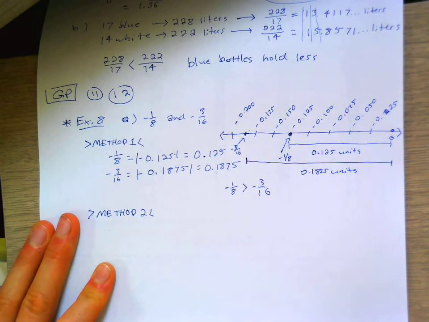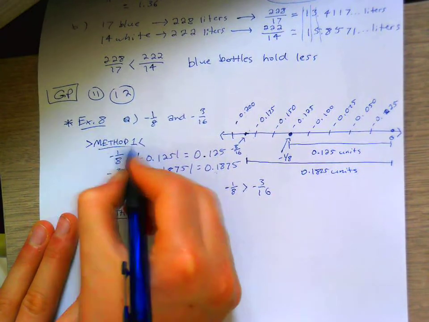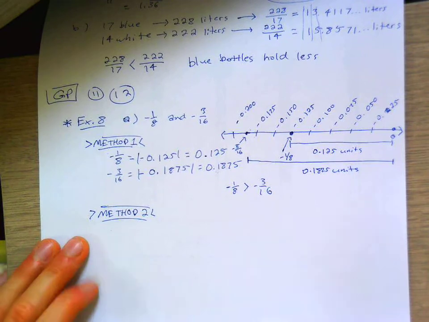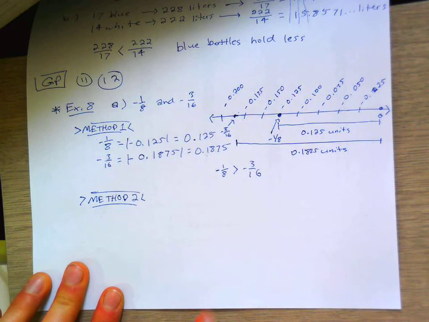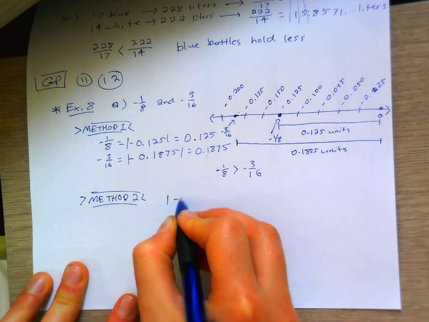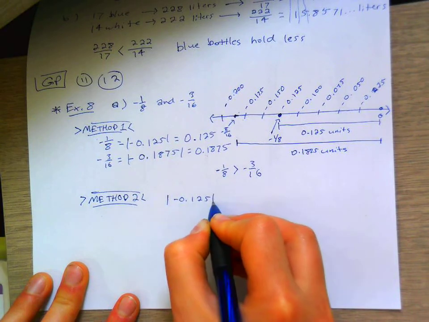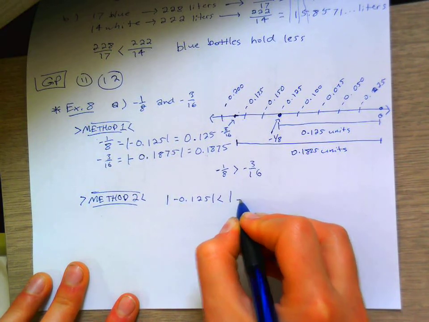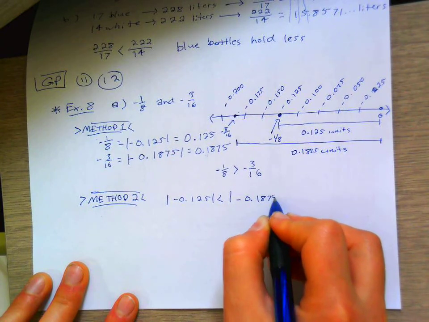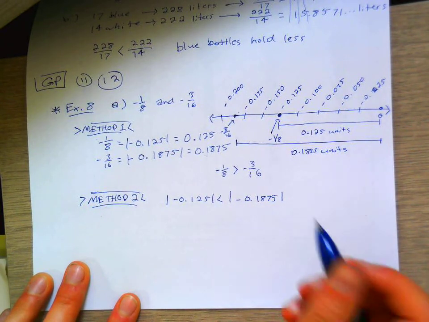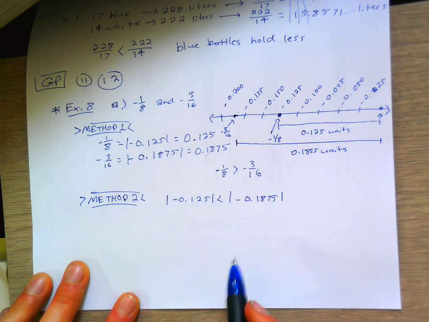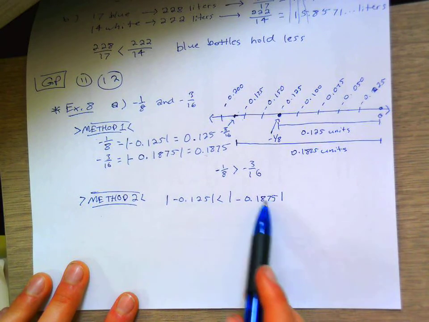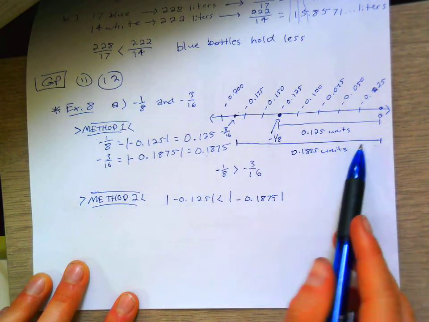So method 2 is comparing using place value, and let's do that. Write them as an inequality using the absolute value of the two numbers. So the absolute value of -0.125 is less than the absolute value of -0.1875. Based on their absolute values, the two numbers are negative, so the number with the greater absolute value is farther to the left of 0. It is the lesser number. If the absolute value of this is greater, that means this many units is more than the absolute value of this, which is that many units. If the absolute value is more, we know it's a lesser number.